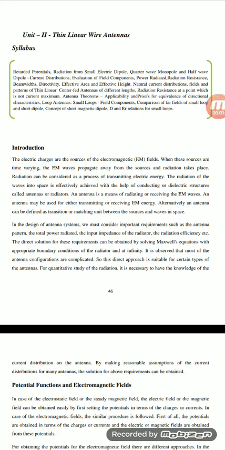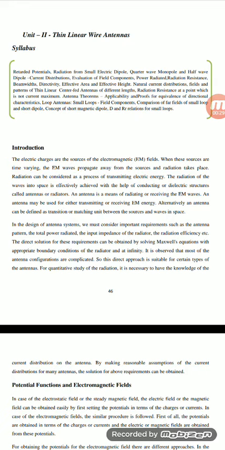We have started the second unit. Second unit means thin linear wire antennas. Thin linear wire means we have electric charge as the source of electromagnetic fields. When those sources are time varying, the EM waves, electromagnetic waves, propagate away from the source and radiation takes place.